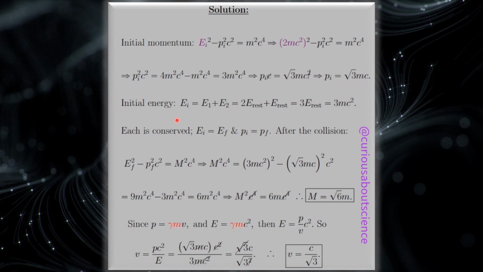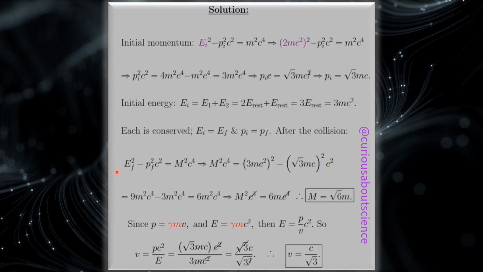The initial energy, though, E_i, is equal to E1 plus E2, which was twice the rest mass energy plus a rest mass energy, because that was the total energy of the configuration before. That gives us three rest mass energy, and that's where we get the 3mc squared there. Each is conserved, so E_i is equal to E_f and p_i is equal to p_f.